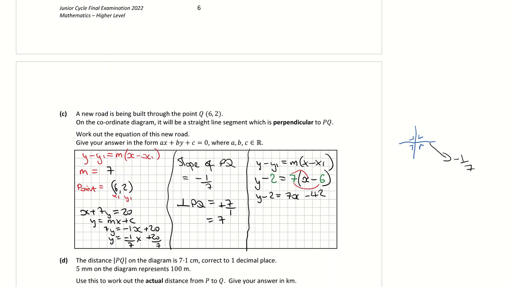Now we come back to the question and look at the way they want it. They want it to be ax, so the x first, then the by, then the number equals 0. So I'm basically just going to move everything over to one side. So I have 0 is equal to 7x minus 42 minus y plus 2. And tidying that up, I have 0 is equal to 7x minus y, and minus 42 plus 2 is minus 40. Or you could have it the other way, 7x minus y minus 40 is equal to 0. Or alternatively, if you've been doing this yourself, another acceptable answer would be minus 7x plus y plus 40 is equal to 0 if you have the opposite signs. So just to recap, this answer, this answer, this answer are all fine.